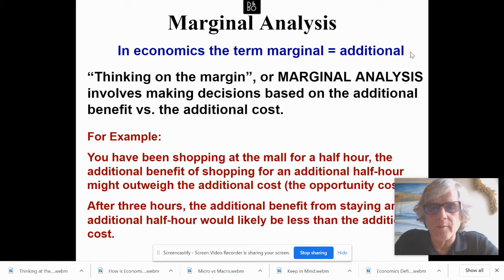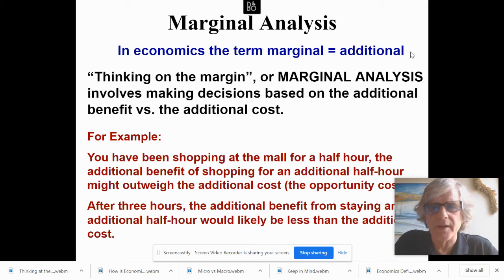So basically, what we're looking at is, you've been at the mall, you've made the decision to go to the mall, and now are you going to stay an additional half an hour? So you look at what's that half an hour benefit, what's that half an hour cost, and if the benefit is greater than the cost, you say, yes, I'm going to stay at the mall. If the cost is greater than the benefit, you say, nope, I'm not going to do it.